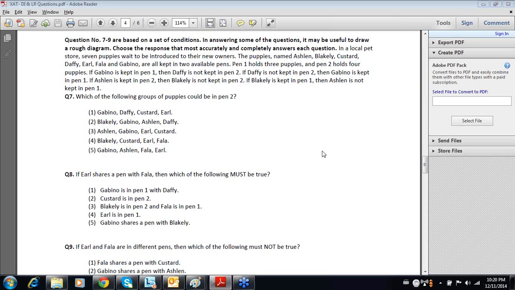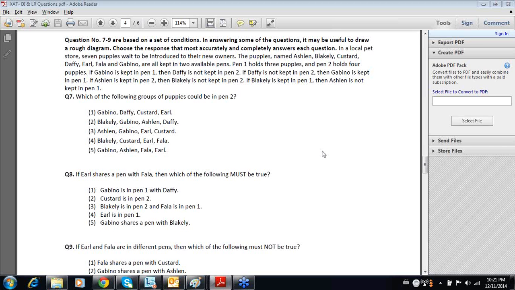What is given? In a local pet store, 7 puppies wait to be introduced to their new owners. The puppies are named Ashlyn, Blackley, Custard, Daffy, Earl, Fala, and Gabino. Let us say they are A, B, C, D, E, F, G. All are kept in 2 different pens. Pen 1 holds 3 puppies. Pen 2 holds 4 puppies. If G is kept in pen 1, then D is not kept in pen 2.